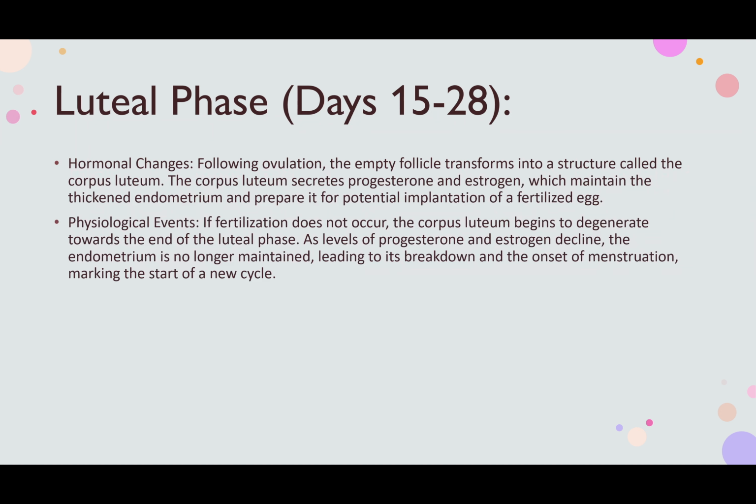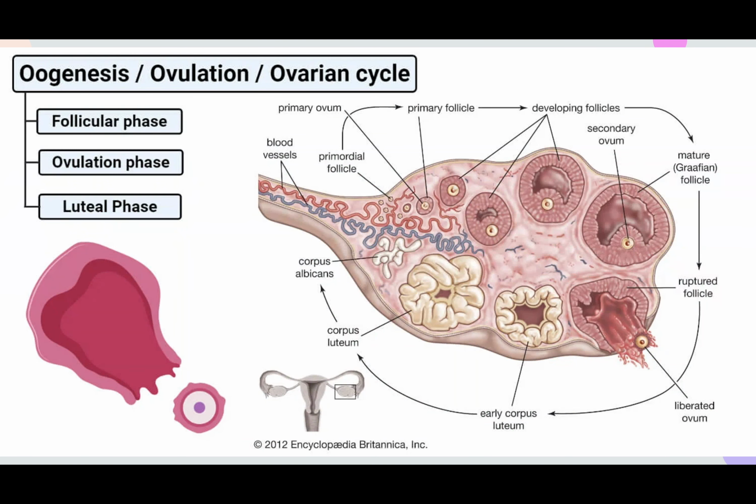As levels of progesterone and estrogen decline, the endometrium is no longer maintained, leading to the breakdown and the onset of menstruation, making the start of a new cycle. So that's the cycle. So let's look at it.